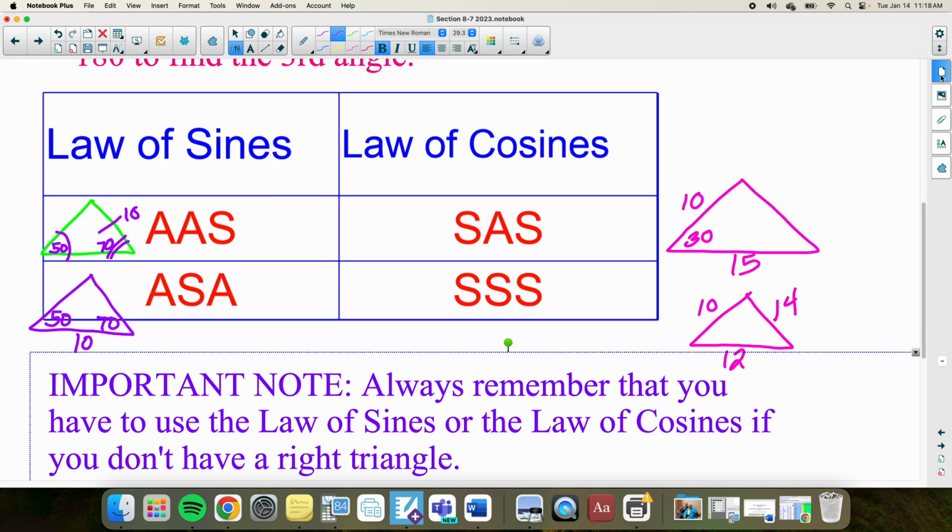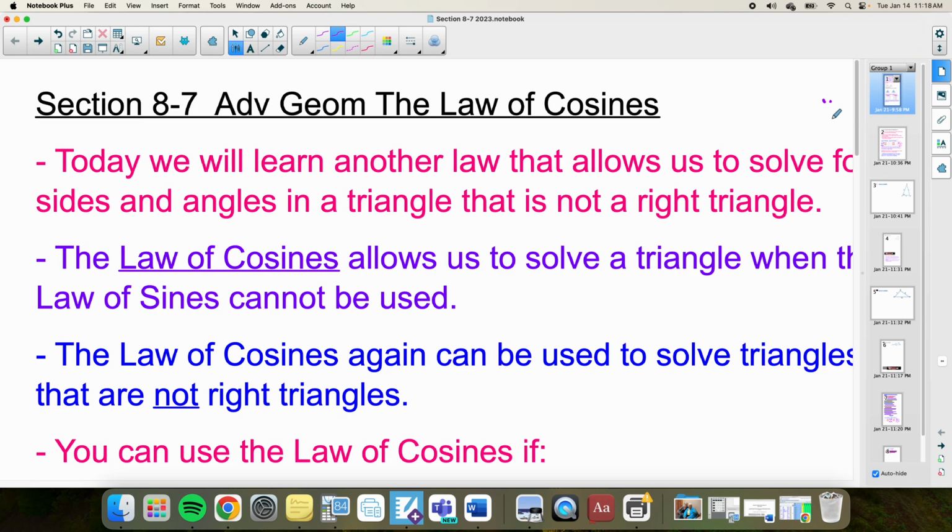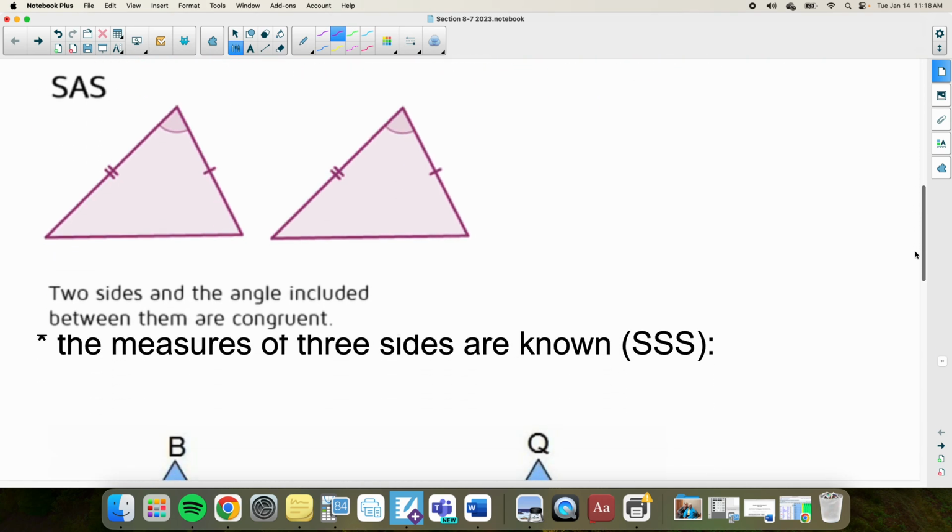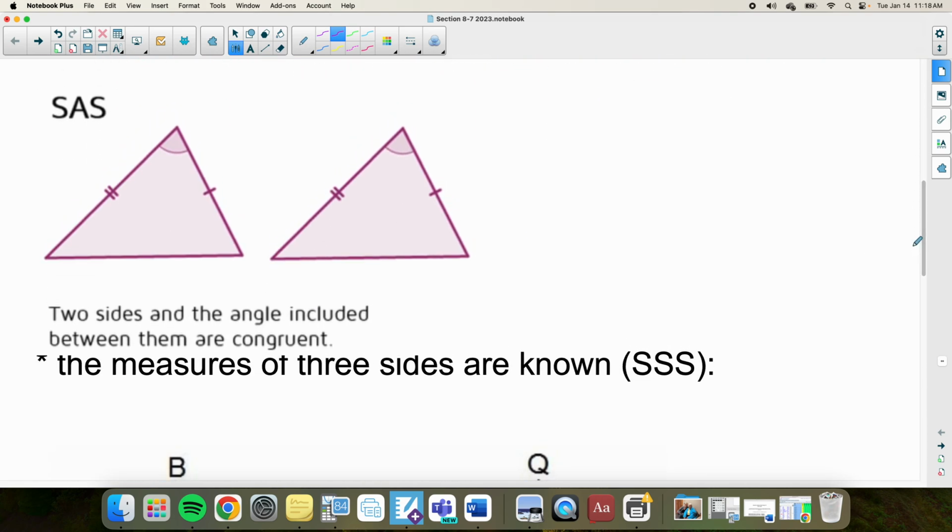Okay? So if we go back to this first page here, again, today what we're going to deal with is side, angle, side. So you're going to be given two sides and the included angle.